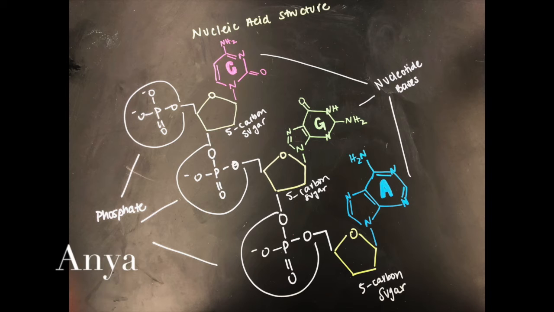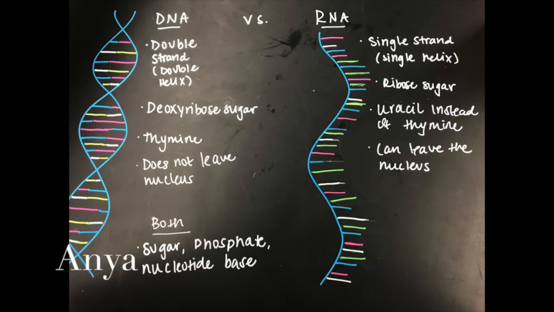All nucleic acids have the same three basic components: a phosphate group, a 5-carbon sugar, which is deoxyribose in DNA and ribose in RNA, and a nucleotide base. In DNA, which has a double helix with 2 strands, the nucleotide bases bind to each other using hydrogen bonds. RNA, on the other hand, only has a single strand and therefore is a single helix.